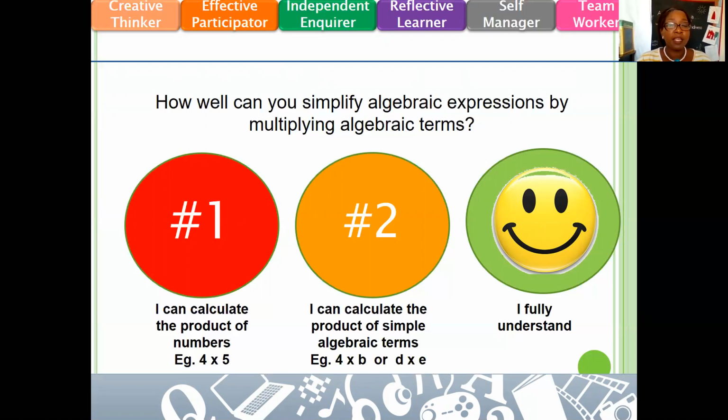Now let's go. Second thing. You can calculate the product of simple algebraic terms. So if somebody asks you, what is the product of 4 and b? What is 4 times b? You would know 4b. You'd be like, duh. You wouldn't say that now, but you would think, oh, that's easy. We did that. If they ask you d times e, you're like, piece of cake, that's DE.